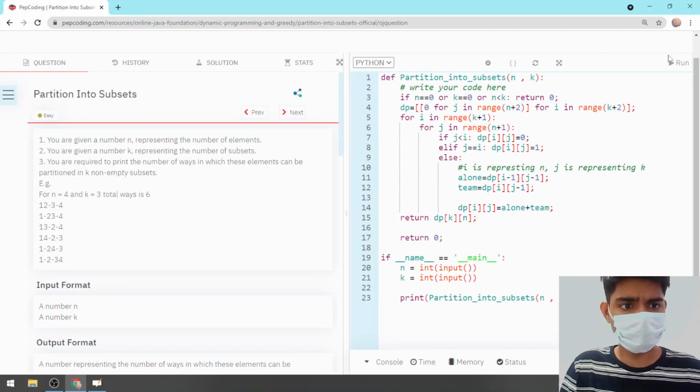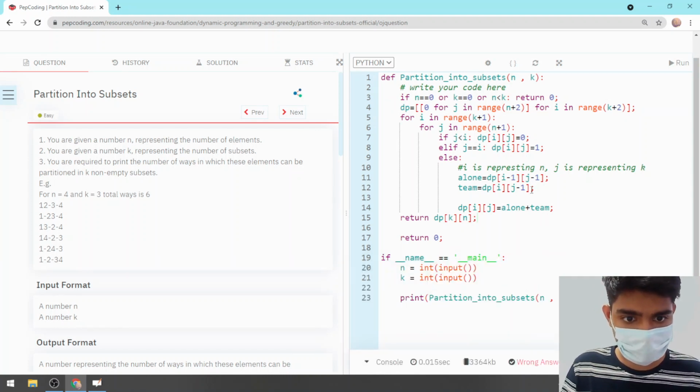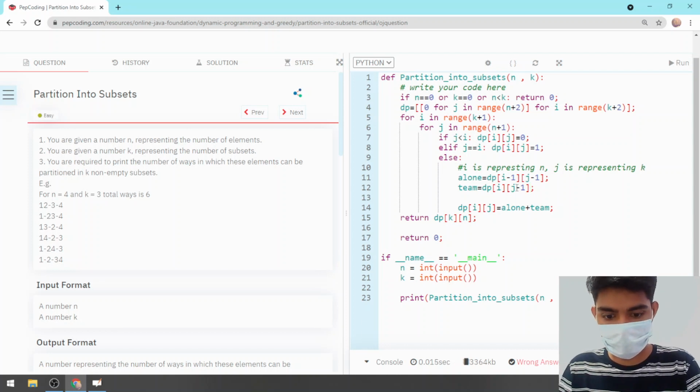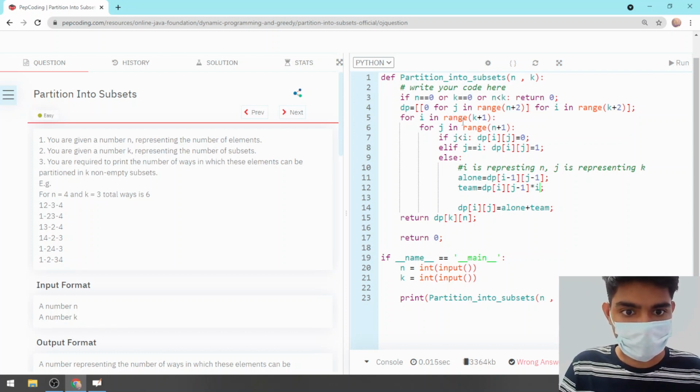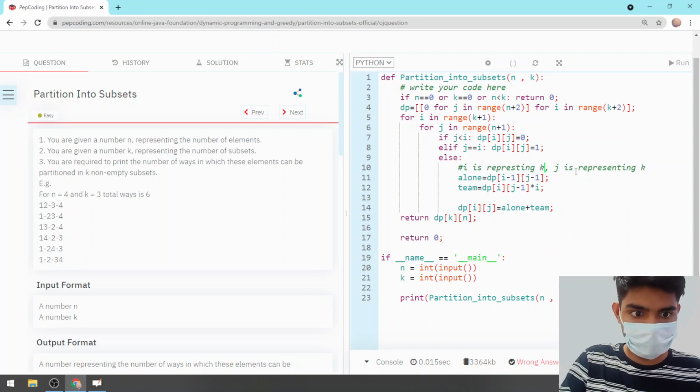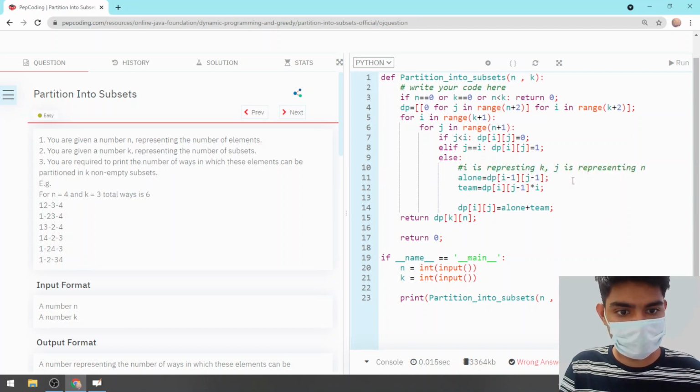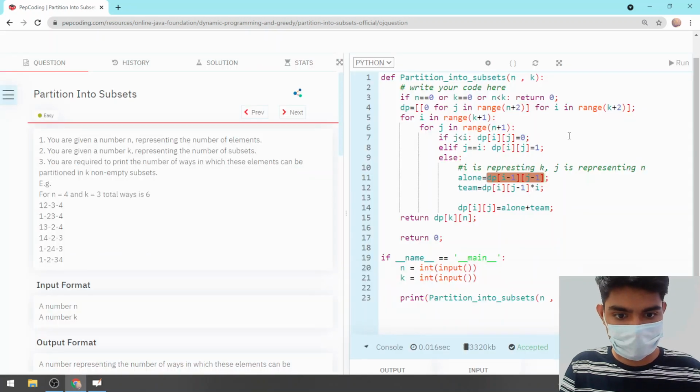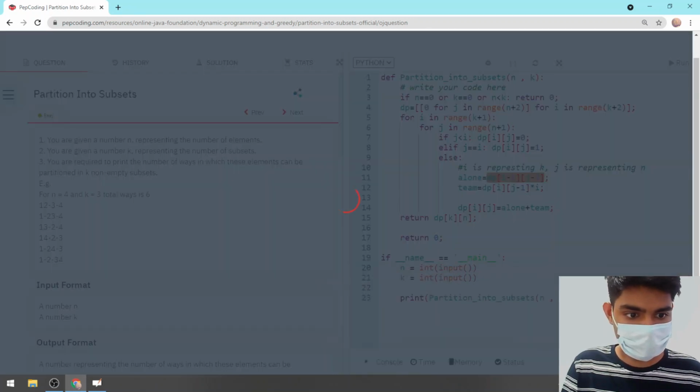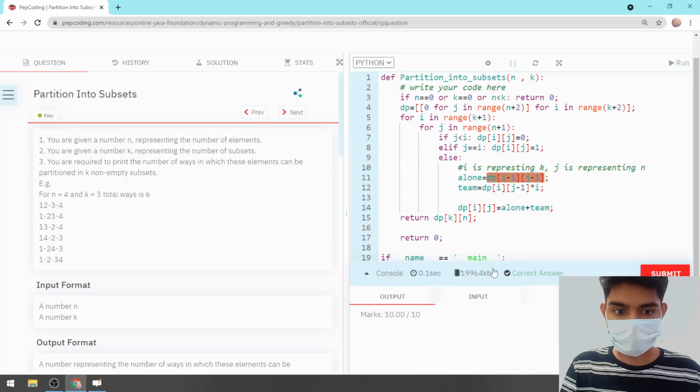So now let's try to run this. It is giving me a wrong answer. We have not actually multiplied i here, so we have to multiply i here. Actually, I've written it wrong. i is representing k and j is representing n, and that's why I'm multiplying i here, representing k times DP. Similarly, if it is going alone, then okay, let's run this. It is accepted. Let's submit this code. It is the right answer.